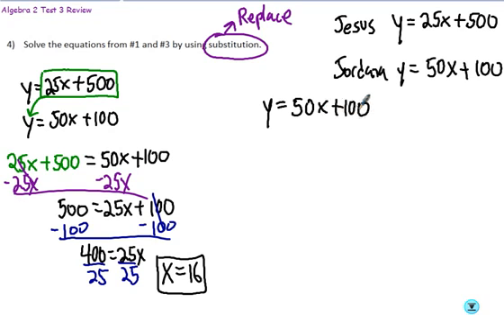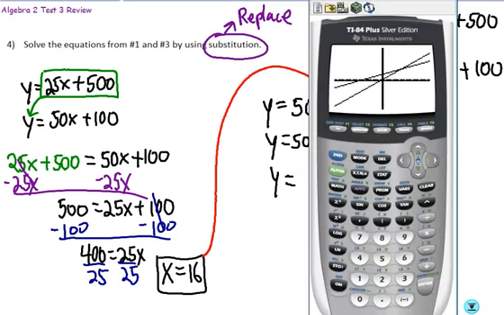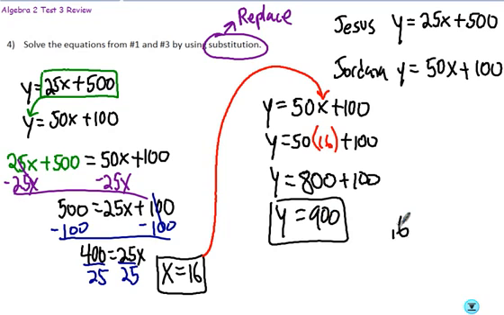And then what I'm going to do is substitute. Again, substitute means to replace. So 16 is going in the game for x. So x comes out of the game, and who goes into the game for him is 16. So I'm doing a replacement. So then we've got 50 times 16. Again, if we want to use a calculator on that, we can. So we can do 50 times 16, which we get 800, and then 800 plus 100 equals 900. So our solution for this system would be 16, 900.